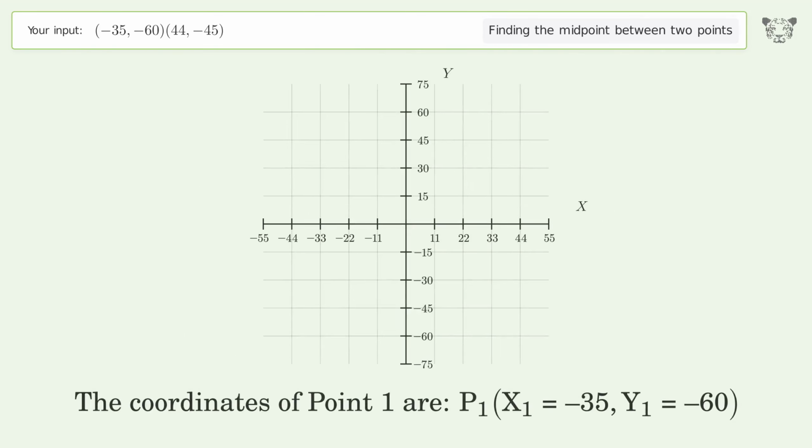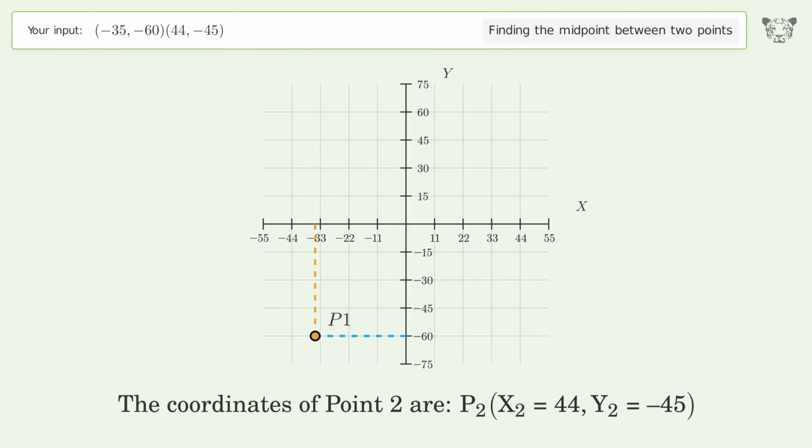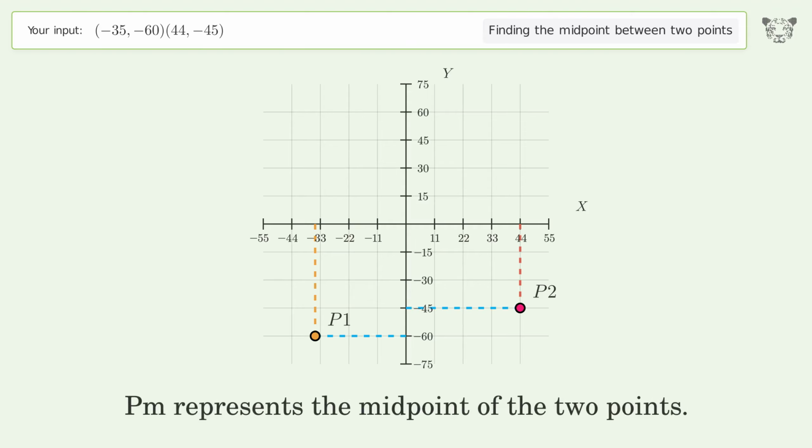The coordinates of point 1 are x1 equals negative 35, y1 equals negative 60. The coordinates of point 2 are x2 equals 44, y2 equals negative 45. PM represents the midpoint of the 2 points.